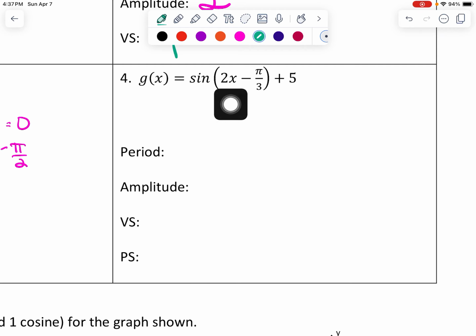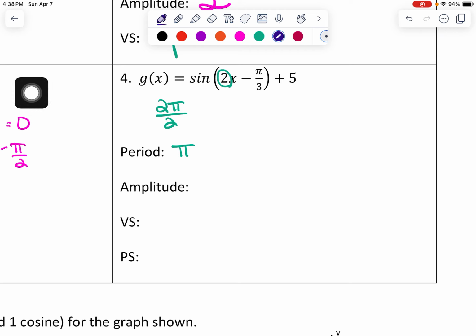So period, let's find x. Ooh, something's being multiplied times x here. So this 2 is going to affect your period. You're going to take the standard period of 2 pi and divide by that number that's being multiplied times x. So when you simplify it, your period is going to be pi here.